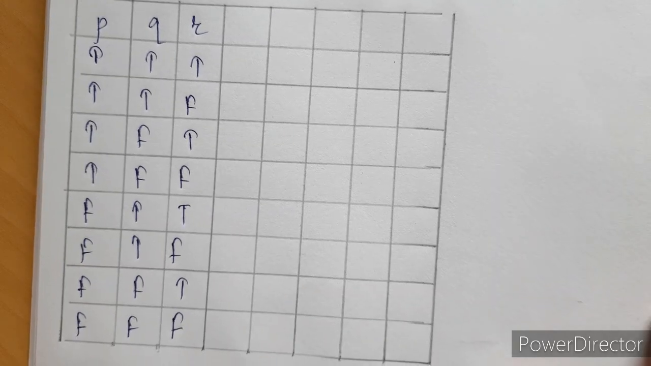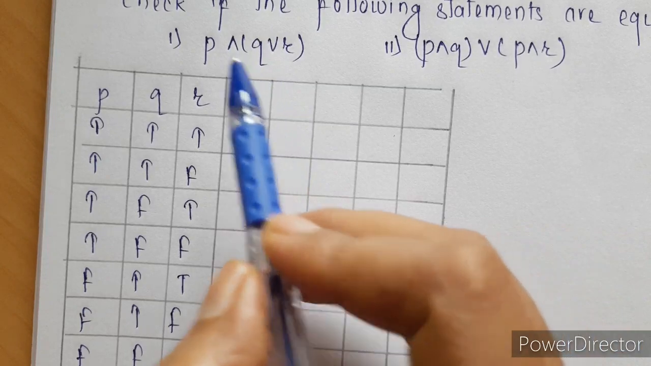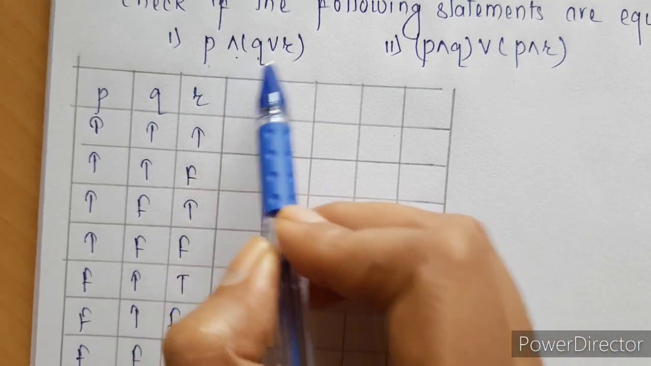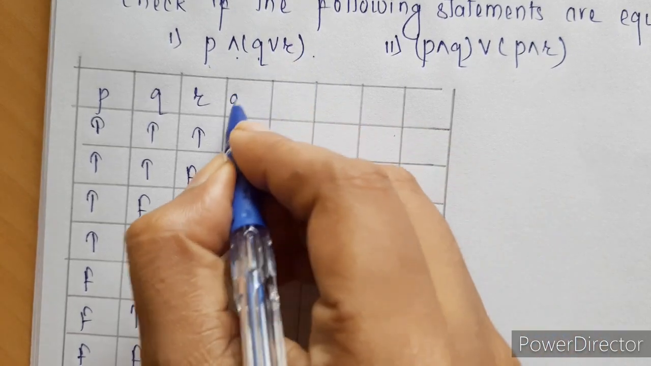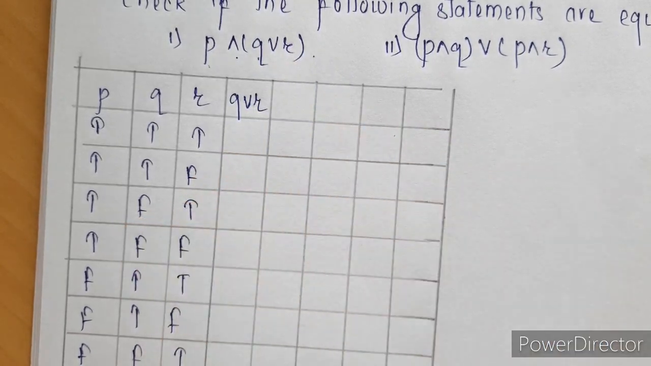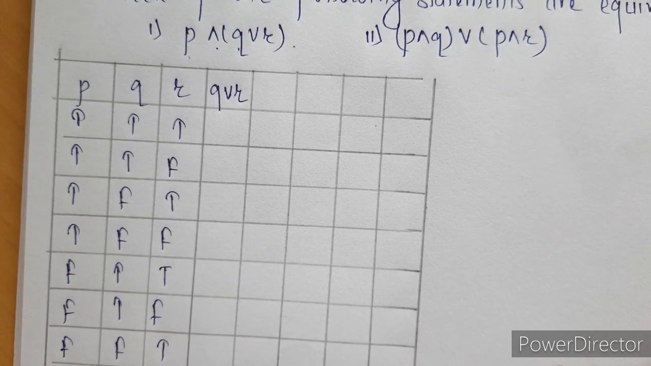So these are the 8 cases we have. Let's start with the first one. We need to write P and (Q or R). We'll start with this bracket, that is Q or R. So we have to compare Q and R using the connective OR, that is disjunction.